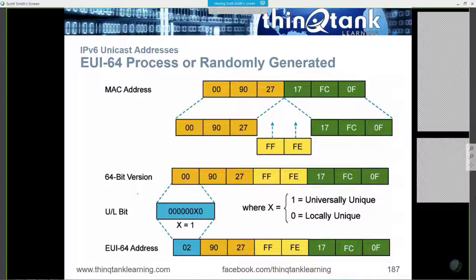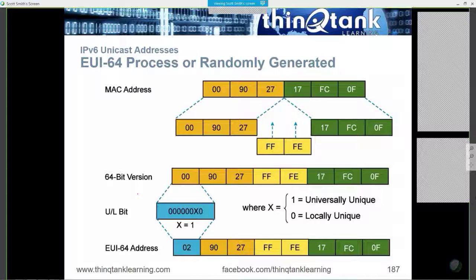The problem is a MAC address is 48 bits. The host address is 64 bits. So what do we do? Take the MAC address, split it in the middle, and drop in an FFFE. That's constant, right? FFFE is always put in the middle in an EUI64 process. EUI64 is what they call this process. It's basically automatic host ID calculation.